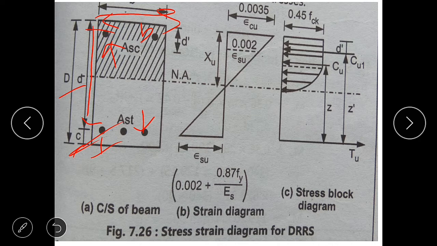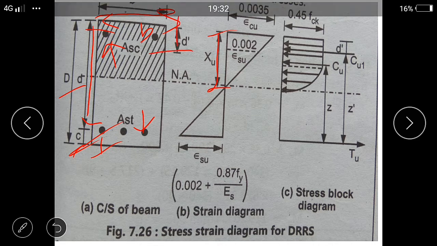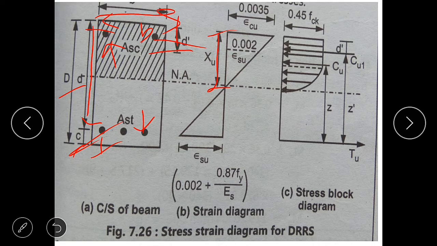Now the strain diagram. This distance is XU, and up to this distance is D dash. Here is epsilon SU. Epsilon CU is the strain of concrete, epsilon SU the strain of steel. It is a triangle strain diagram. So 0.002, and epsilon SU is 0.002 plus 0.87 Fy divided by ES.